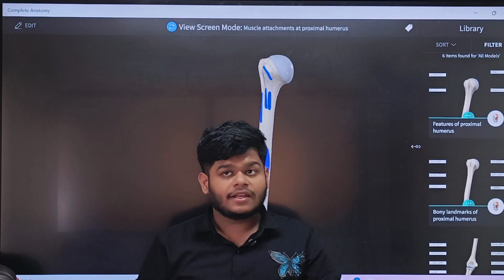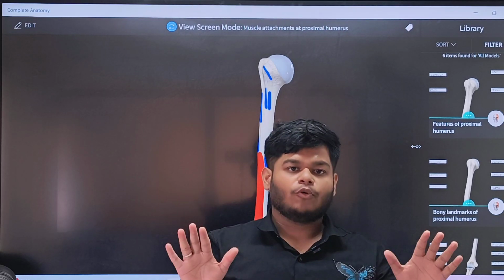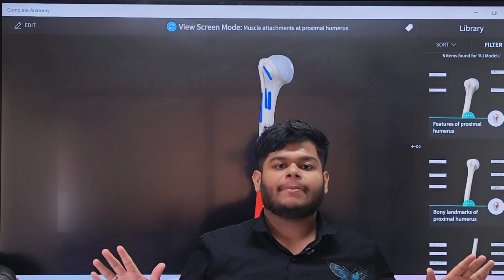We will learn its clinical anatomy in a descriptive format for all bones when we complete the whole upper limb part.